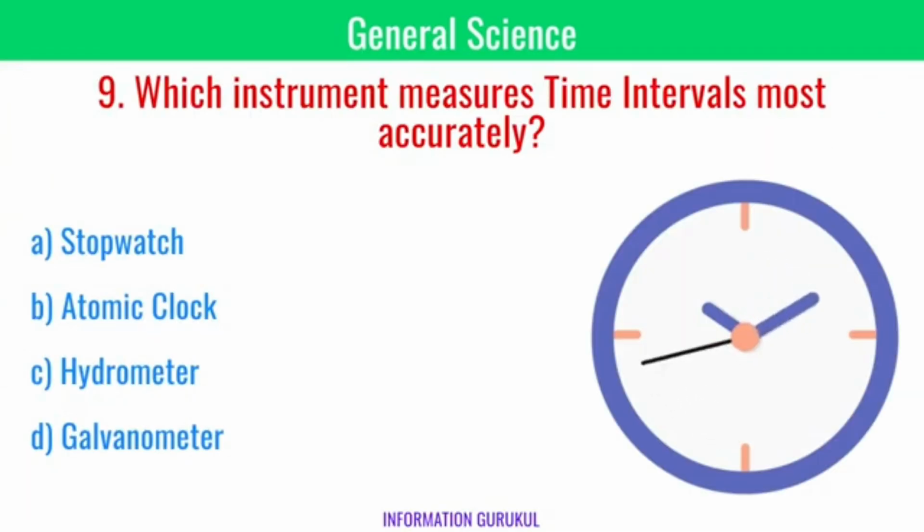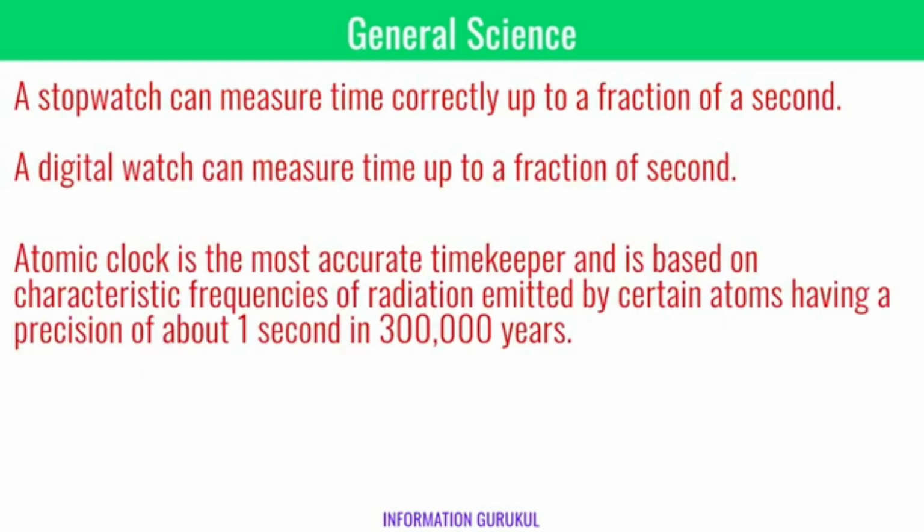Which instrument measures time intervals accurately? Atomic clock. A stopwatch can measure time correctly up to a fraction of a second. A digital watch can measure time up to a fraction of a second, whereas an atomic clock is the most accurate timekeeper and is based on characteristic frequencies of radiation emitted by certain atoms, having a precision of about 1 second in 300,000 years.